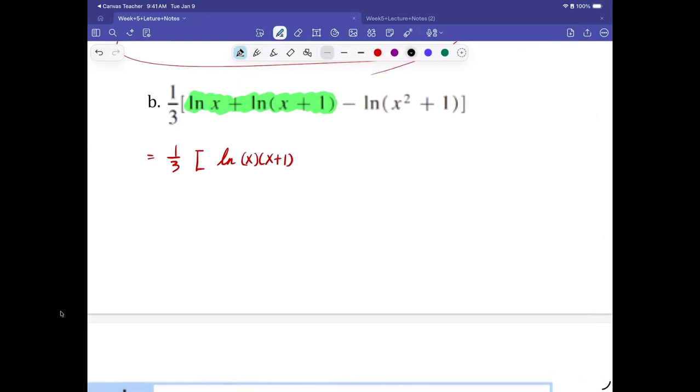And then like that. So x and then x plus 1, I'm going to combine together. And then let's do this. So this one is going to be x squared plus x, isn't it? x times x times 1. So actually it's the ln x squared plus 1. And then now let's do the subtraction. Subtraction means the what? Division.